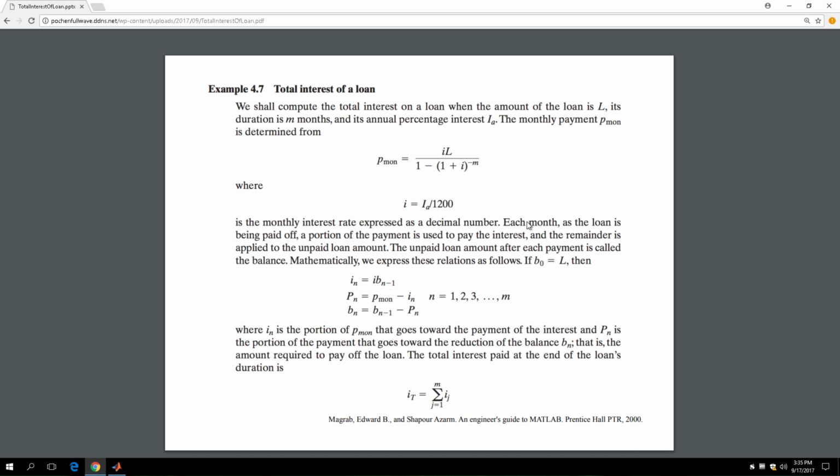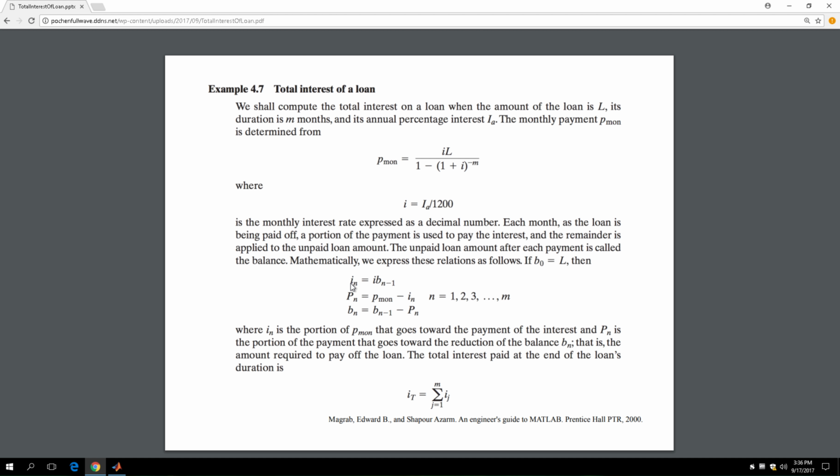So it's saying that each month as the loan is being paid off, a portion of the payment is used to pay the interest, and the remainder is applied to the unpaid loan amount. The unpaid loan amount after each payment is called the balance. Mathematically, we express these relations as follows. B0 equals L: the balance before the first monthly payment is going to be L. That's the amount of money that you have borrowed, right?